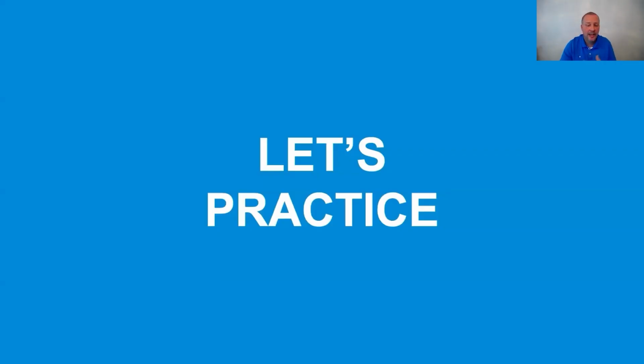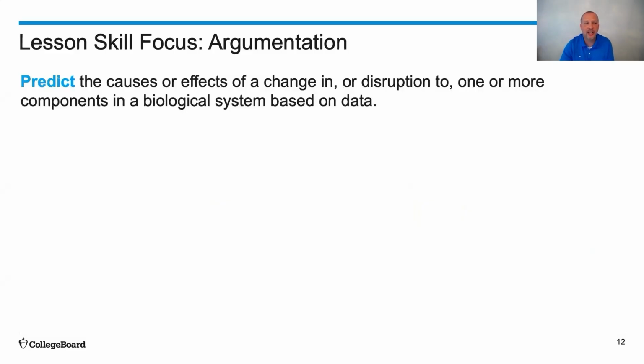So now it's time to practice. The skill focus today is argumentation. We're going to predict the cause or effect of a change in or disruption to one or more components in a biological system based on data. So let's take a look at the question.